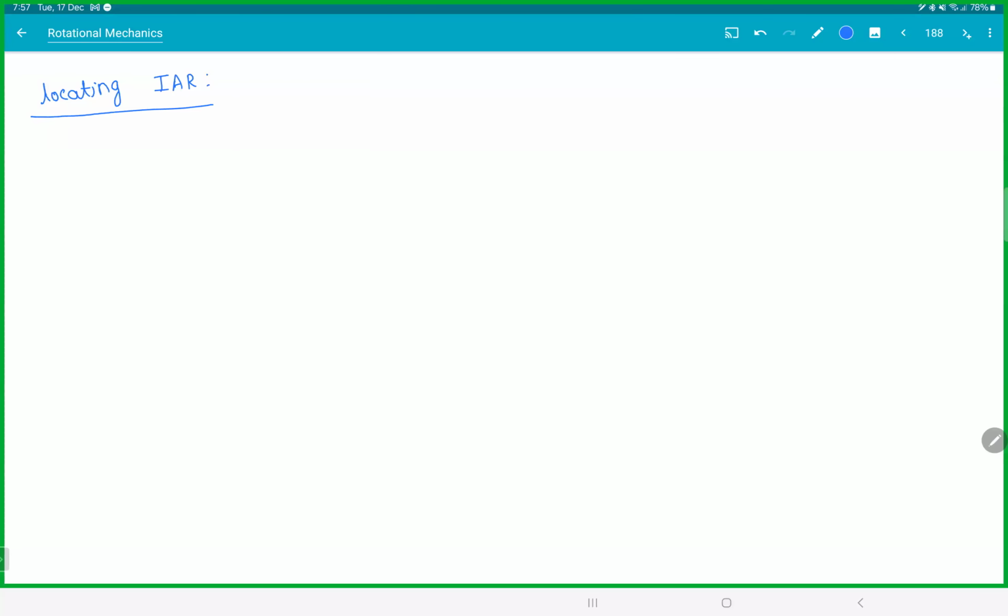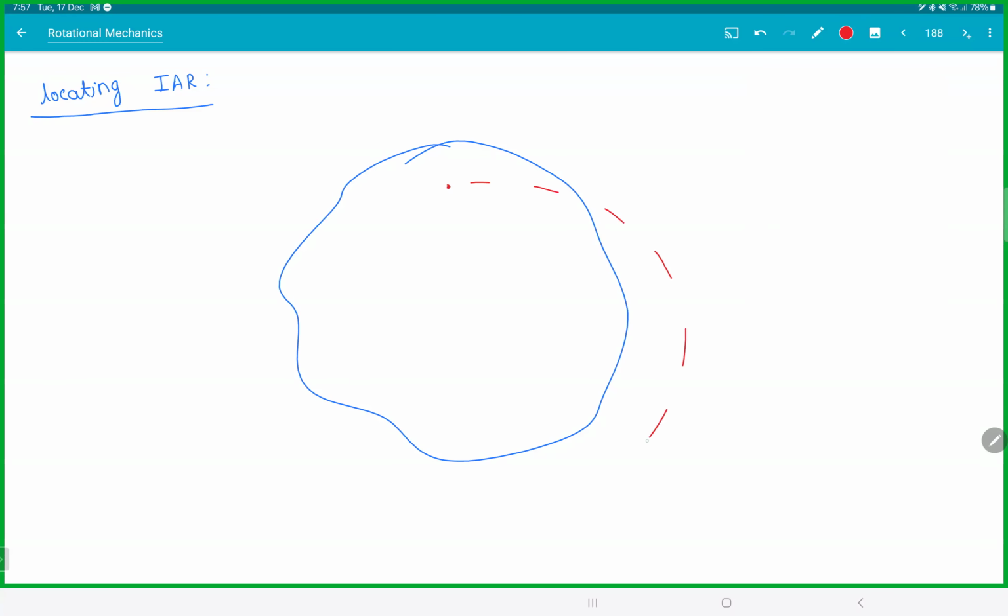Now look at the idea, okay? What did I say about IAR? If you go and stand on IAR, you think everyone is going in a circle. Agreed? That means about IAR, every particle, suppose if you have some random body, every point on the body is going in concentric circles, isn't it? If you go and stand on IAR, then every point is going in a circle and all the circles are concentric. Do you agree with that statement?